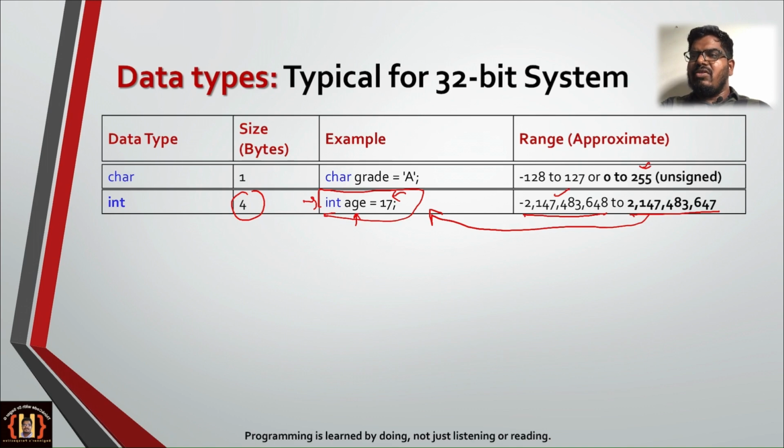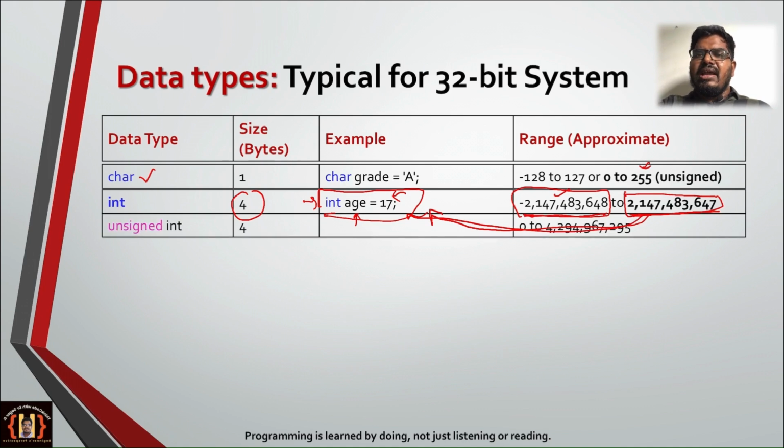More than 8 bits, this size is not allowed. That's the meaning of it. So similarly, 4 bytes means what? It is 4 into 8 bits. So 4 into 8 bits, that's why we have a range. I can represent, in the sense I can store, any value between these two ranges in this particular variable age, as age is declared as an integer variable.